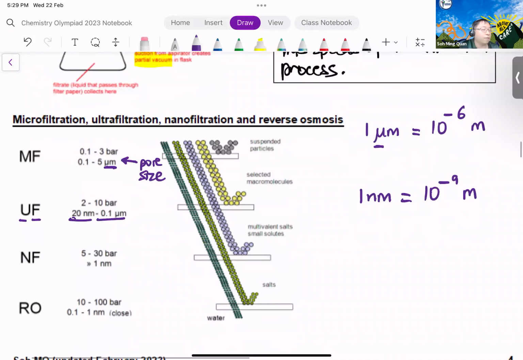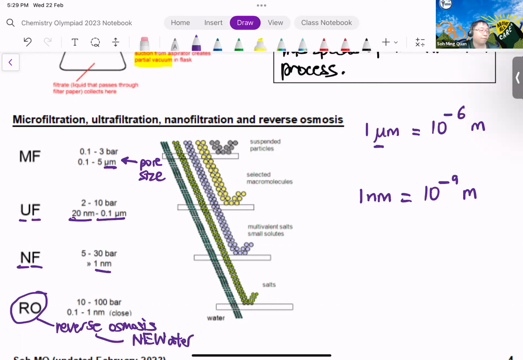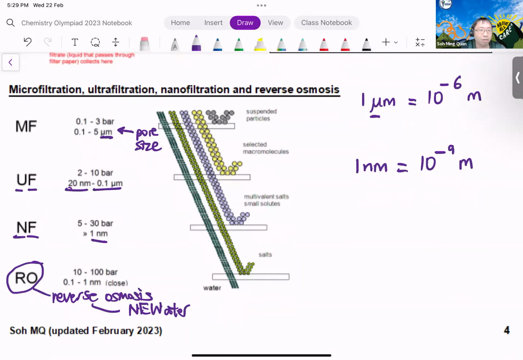Okay, and so on and so forth. NF stands for nanofiltration. So nanofiltration filters out particles that are about 1 nanometer. Finally, the last one, reverse osmosis. Now, reverse osmosis is one of the important processes for Singapore because reverse osmosis is how we purify water. You might have heard of reverse osmosis very often, probably in lower sec you learn under geography, right? One of the 4 national taps right now is reverse osmosis, which is NEWater.